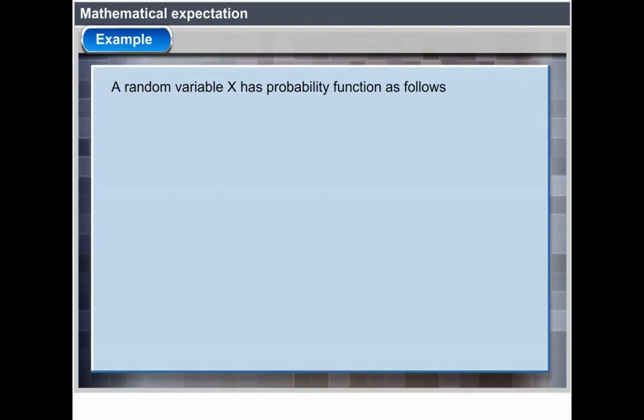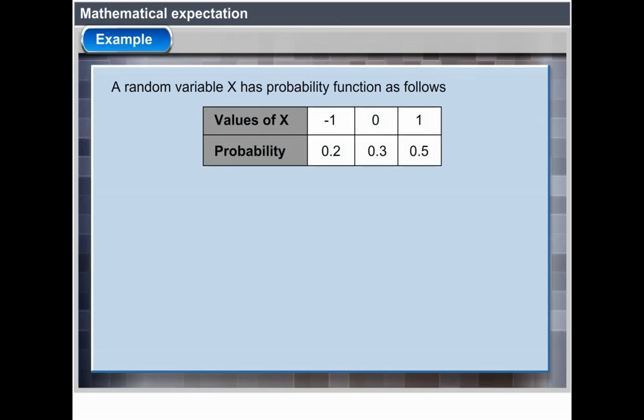Example. A random variable X has a probability function as follows. The problem has two rows. The first row gives the values of X, the second row gives the probability values. In the first row, we have minus 1, 0 and 1. In the second row, we have 0.2 as the probability of minus 1, 0.3 as the probability of 0, and 0.5 as the probability of 1. Evaluate: subdivision 1, expectation of 3X plus 1. Subdivision 2, expectation of X square.